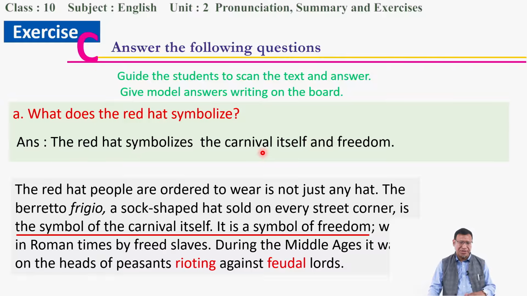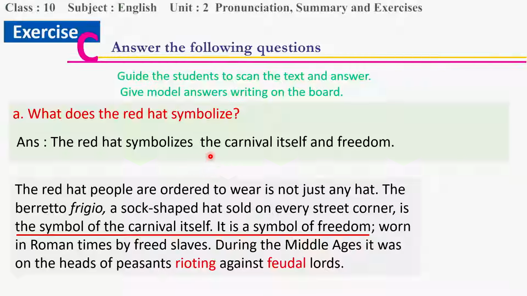Moreover, there is not only one type of correct answer. You can also continue by saying that the red hat symbolizes the carnival itself as well as freedom, and you can also continue with freedom worn in Roman times by freed slaves. This is also okay. And you can also say in your own way that it is the symbol of the carnival and freedom, which reminds us of the historical period of the Middle Ages, where the peasants freed themselves. On the basis of the idea, you can continue with other answers too. I'm just giving the simple and easy common answer only.